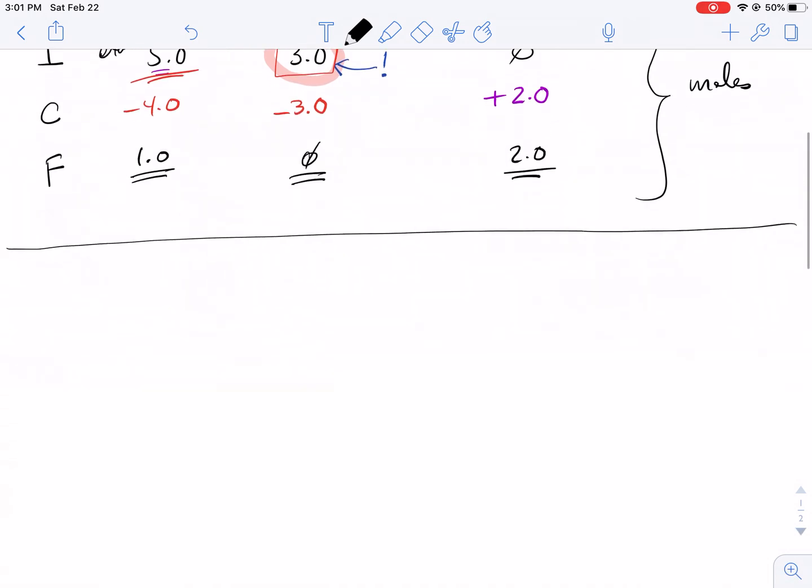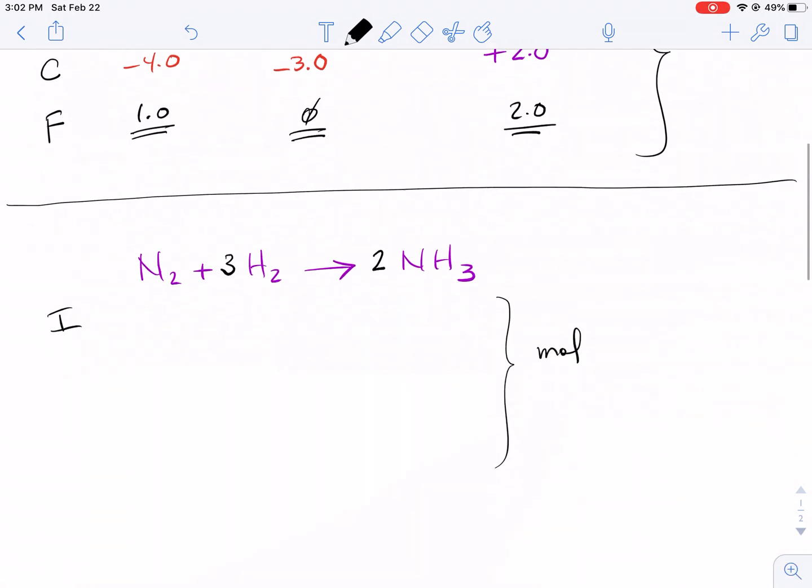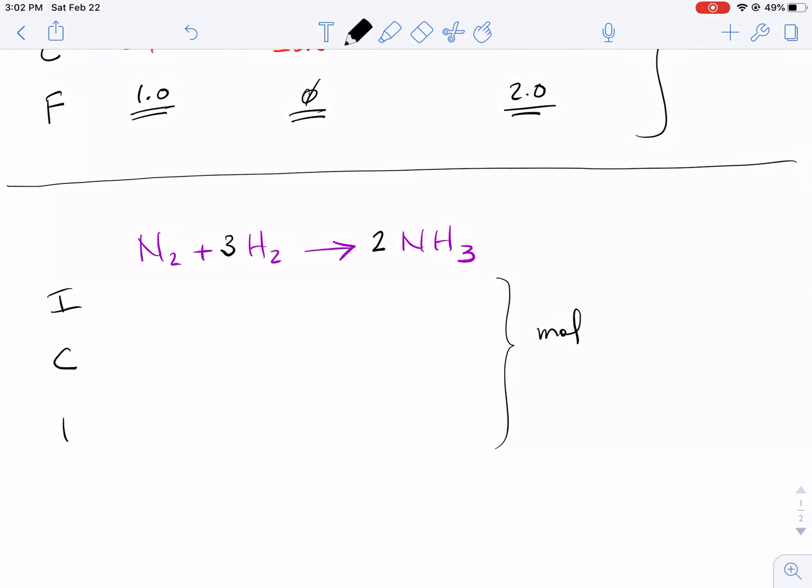Let's see if we can do one more problem. Pause the video, solve the problem, and I'm going to work with this here. Again, this is not normally a complete reaction, but I'm going to have you assume that it's a complete reaction, and we want to balance the equation first. We're going to pick some fractional numbers, and this table is going to be in mole, just like the other one. An ICF table means you're assuming 100% reaction going forward.